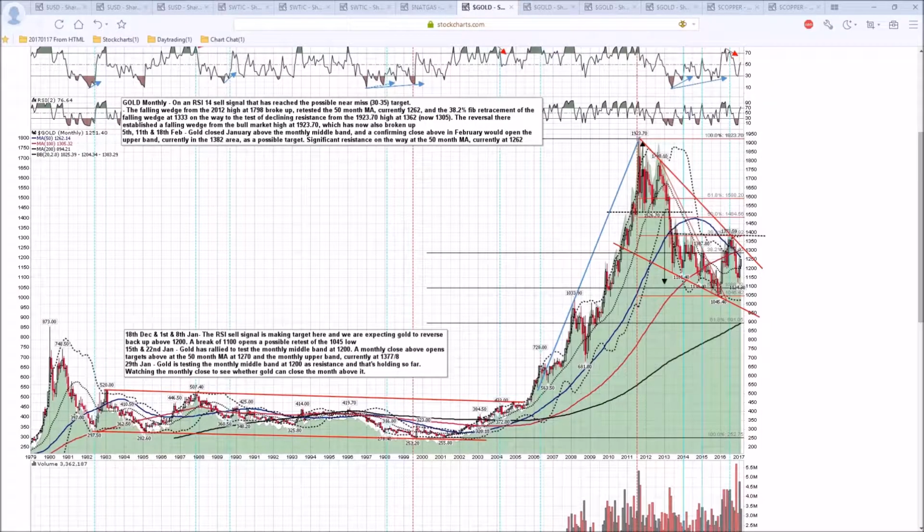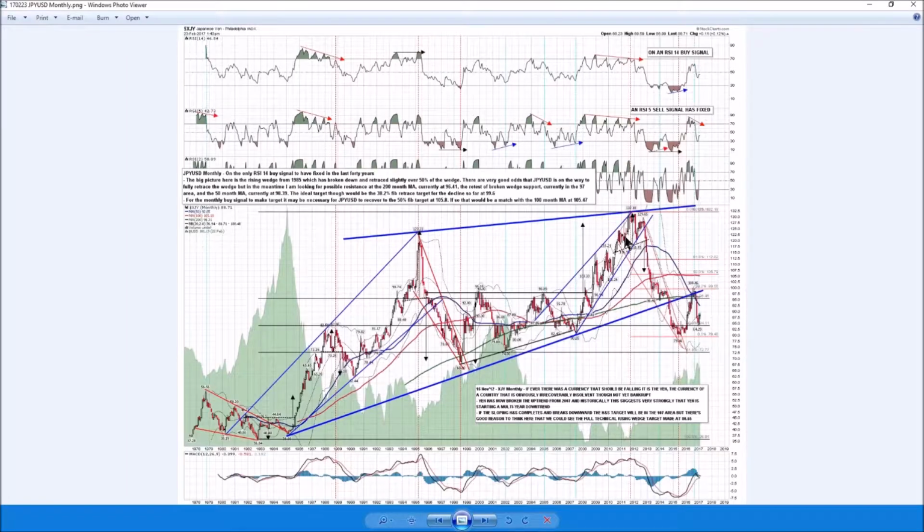All right. Other kinds of flags. We've also got triangles. I'm going to show a couple of those, and I'm going to show one of those on the yen monthly. This is JPY USD, and this is just again to give you perspective. This is a rising megaphone that started in 1990 and finished in 1995. Took the yen from 36 to 123. Hell of a move.